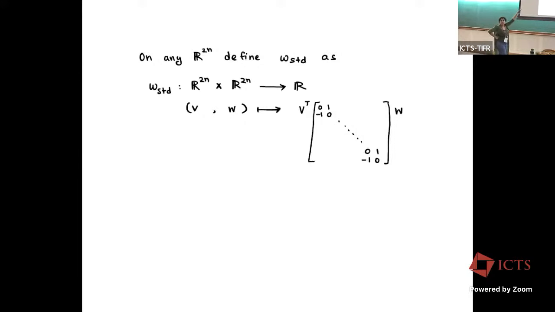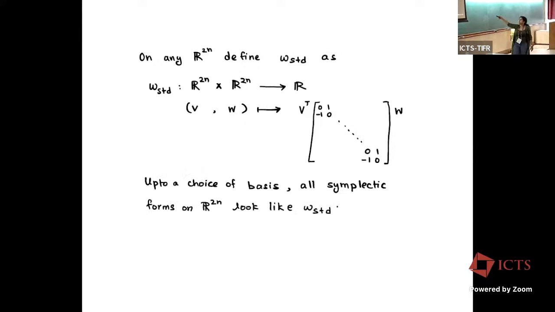Why have I taken 2n? Because of this non-degeneracy condition, you can't do it in odd dimensions. Then one vector, one direction, will be left out. You won't have any pair for it. So this phenomenon only happens on even dimensional spaces. This is just a side note that you can define this on all even dimensions.